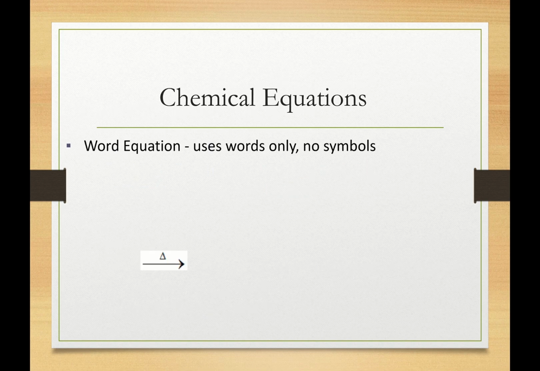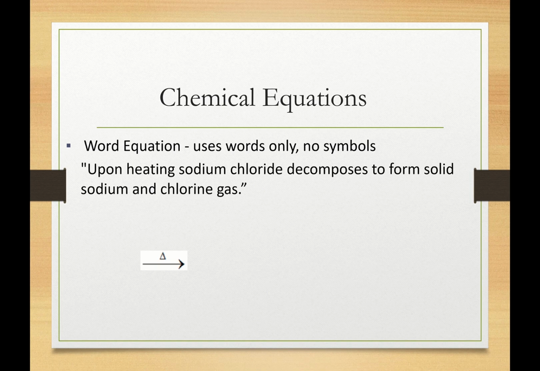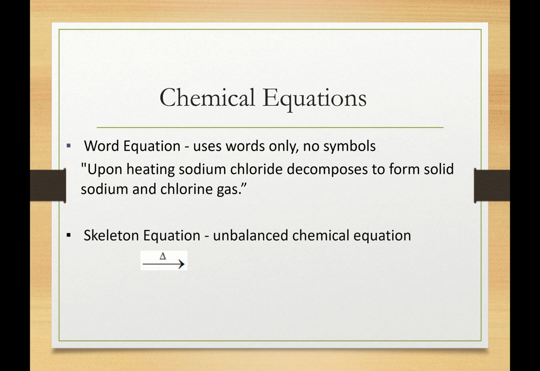Now in a chemical equation, we can represent those in different ways. One way is through what's called a word equation. A word equation is essentially just a statement or a sentence that's describing the actual process occurring. So we wouldn't use any symbols here, we just use our words. So for example, upon heating, sodium chloride decomposes to form solid sodium and chlorine gas. So that here is describing to you in a statement exactly what process is occurring, where sodium chloride is being decomposed into sodium and chlorine gas.